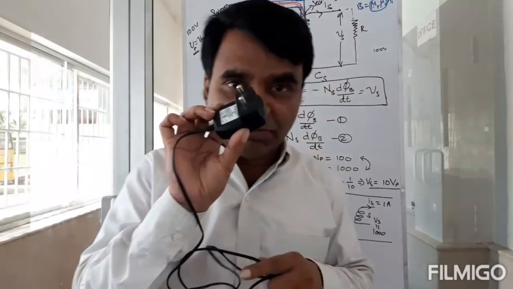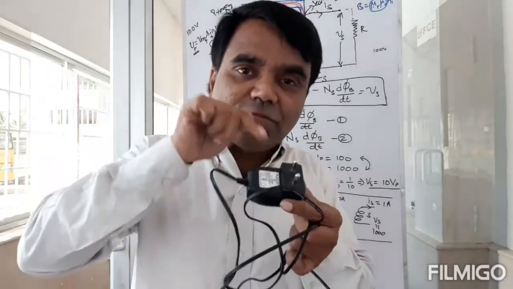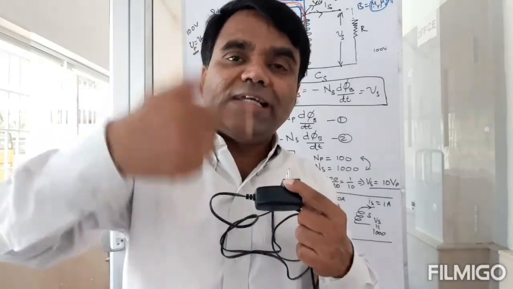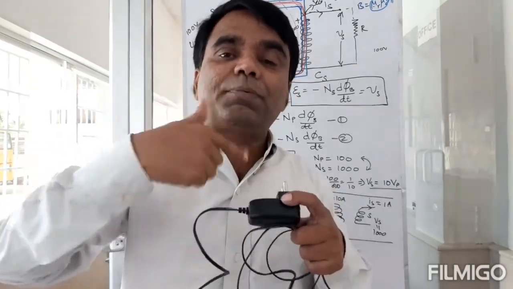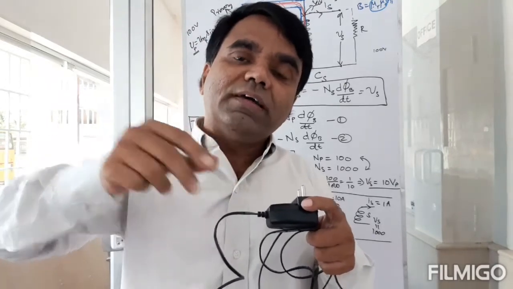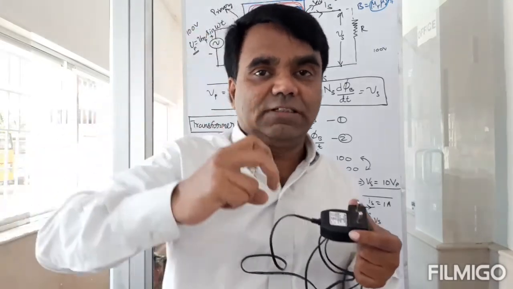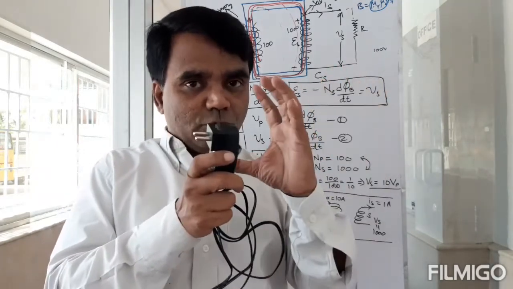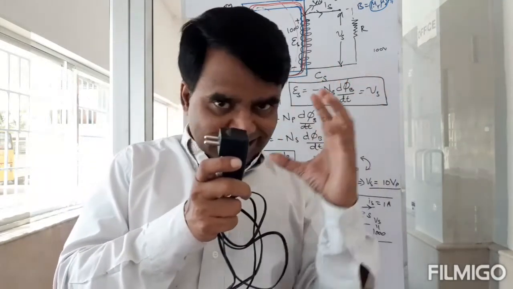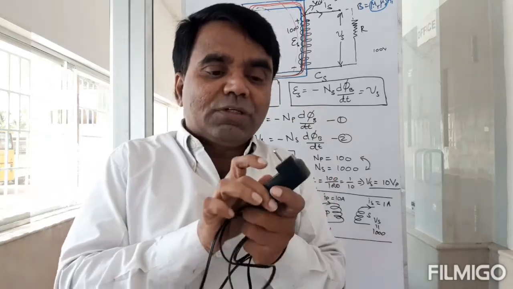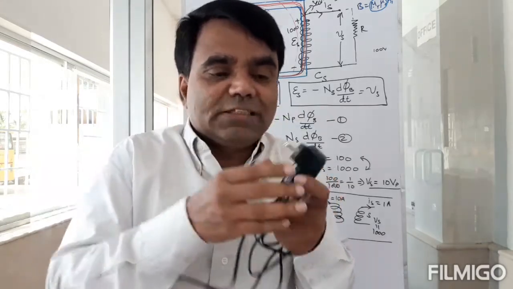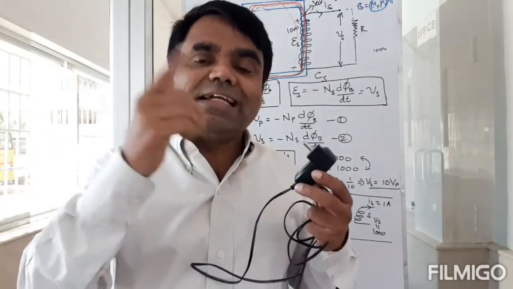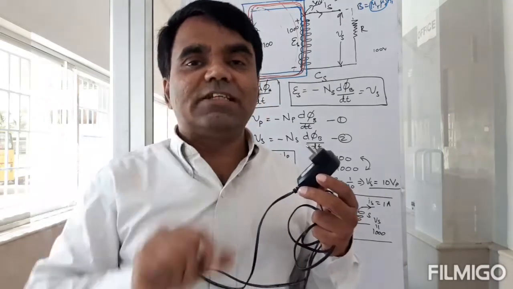So in this transformer, the number of turns in the primary will be more than the number of turns in the secondary, because you are going to take 220 volts or 230, 240 volts input, and you are going to convert that into maybe a 5-6 volt output. So the secondary will have fewer turns in this ratio.